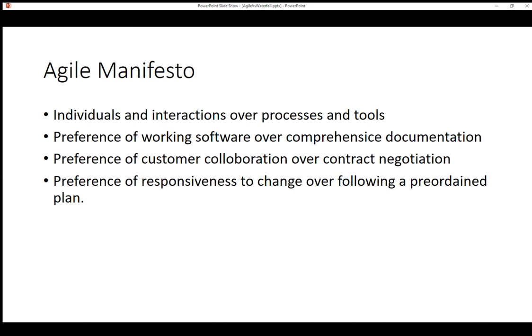The second one is preference of working software over comprehensive documentation. It means that working software is the ultimate proof of the success of a software development initiative, rather than comprehensive documentation. The third one is preference of customer collaboration over contract negotiation. It means that collaborating with customers to build something that delights them is more important than existing contracts with fixed requirements. And the last and final one is preference of responsiveness to change over following a preordained plan.